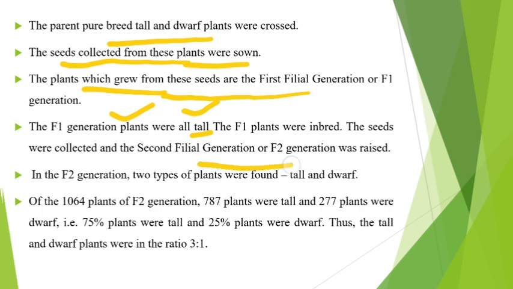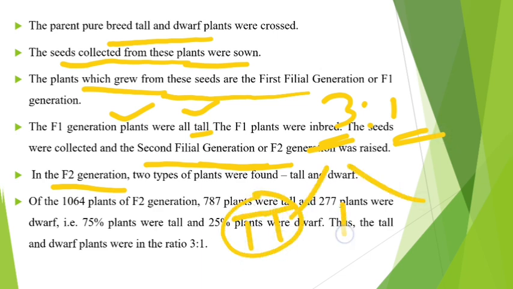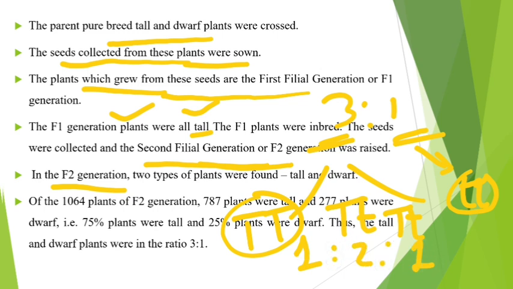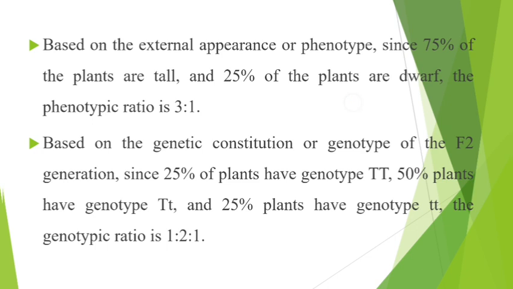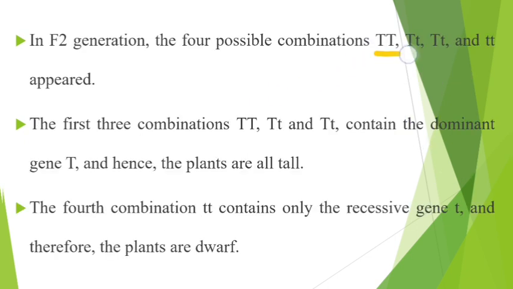Then all the seeds of the F2 generation, or second filial generation, were collected and raised. In the F2 generation, two types of plants were found, tall and dwarf, in the ratio 3:1, 3 tall and 1 dwarf. That is 1 pure tall, 2 heterozygote tall, 1 pure dwarf. In this way, the genotype ratio is 1:2:1. In the F2 generation, four possible combinations TT, Tt, Tt, and tt appear. So the dominant gene is capital T.